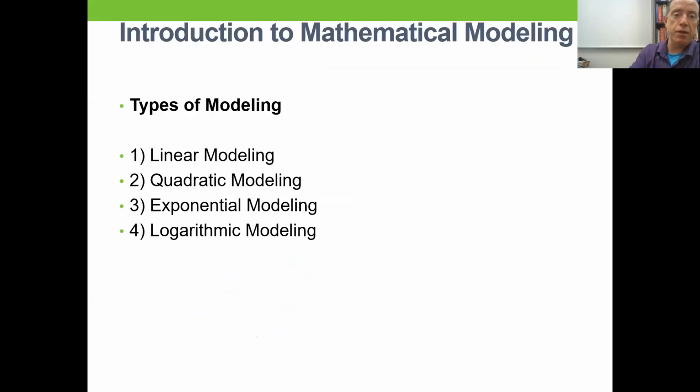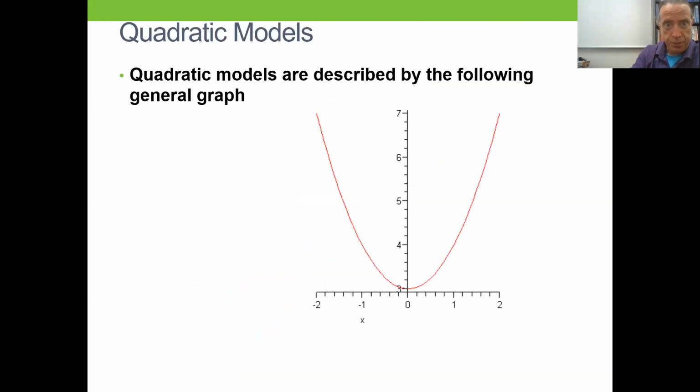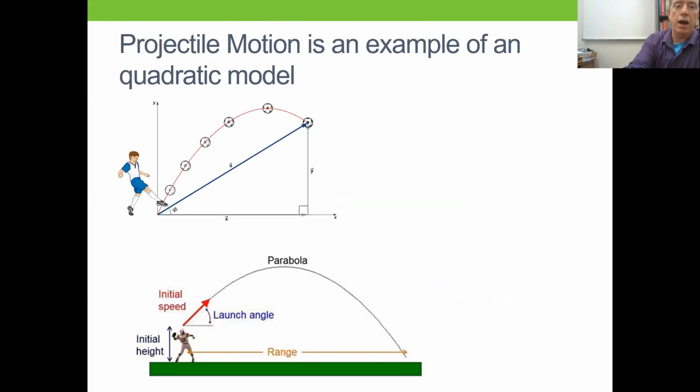Going back to our list, the next type will be quadratic modeling. Quadratic models look more parabolic in shape. Here are some examples: if a kid were to kick a soccer ball, the path of that soccer ball would be like an upside down parabola. So it would represent a quadratic model.